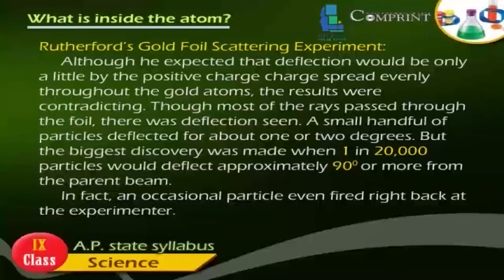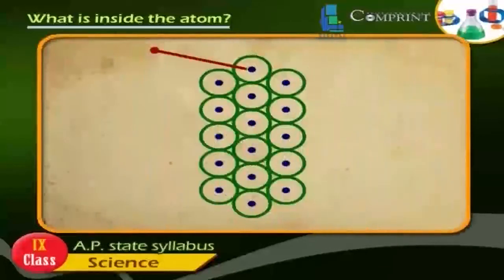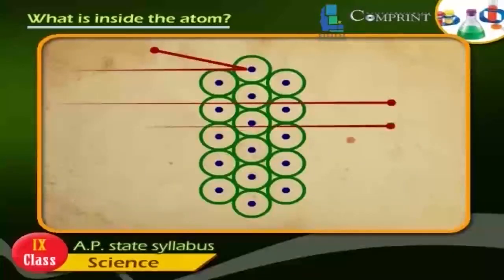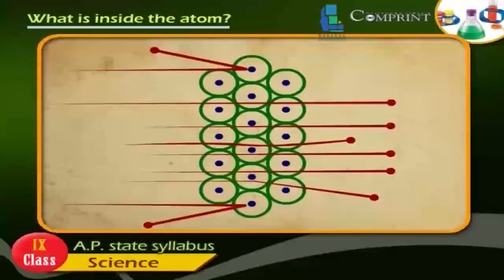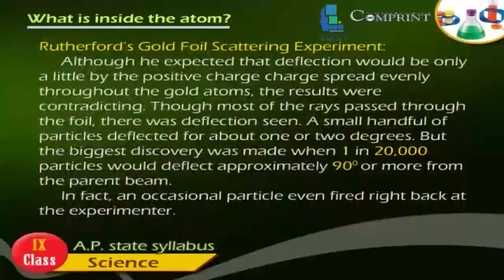Although he expected that deflection would be only a little, by the positive charge spread evenly throughout the gold atoms, the results were contradicting. Though most of the rays passed through the foil, there was deflection seen, a small handful of particles deflecting about 1 or 2 degrees. But the biggest discovery was made when 1 in 20,000 particles were deflected approximately 90 degrees or more from the parent beam. In fact, an occasional particle even fired right back at the source.